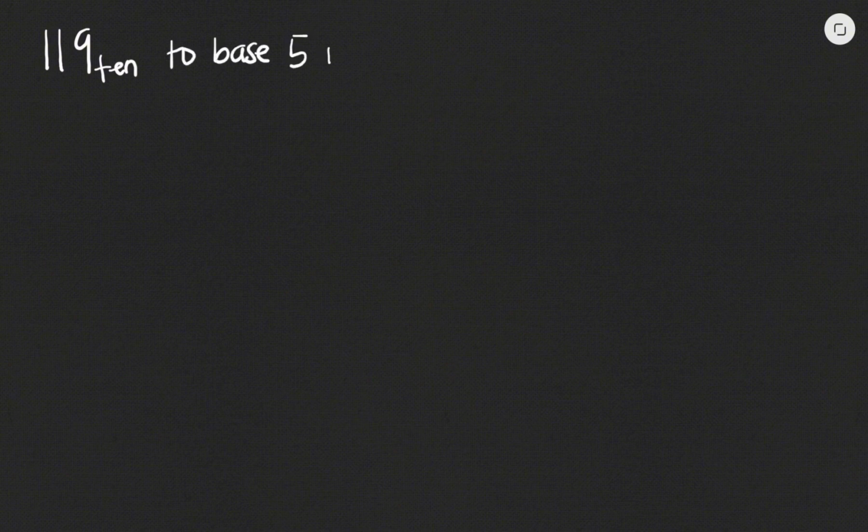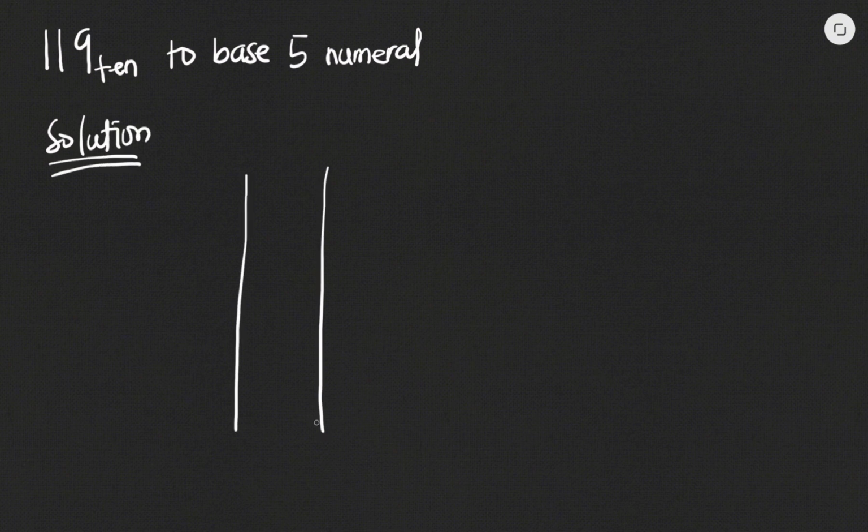So I am to convert 119 base 10 to base 5 numeral. Okay, so let's proceed to look at the solution to this problem. So I do my normal lines. My remainder is here. The number I'm supposed to convert is 119, and then it is to the base 5.